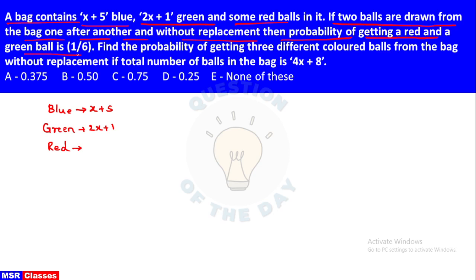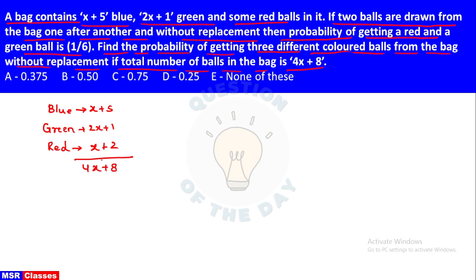red and green ball is... we need to find the total number of red balls, and the probability of getting three different colored balls from the bag without replacement. If the total number of balls in the bag is 4x plus 8, with 3x, which means x plus 6 red balls, total number of balls 4x plus 8.